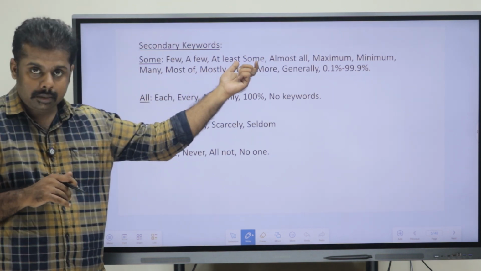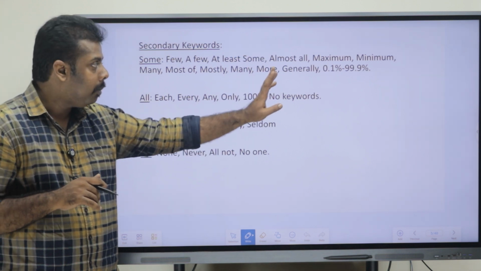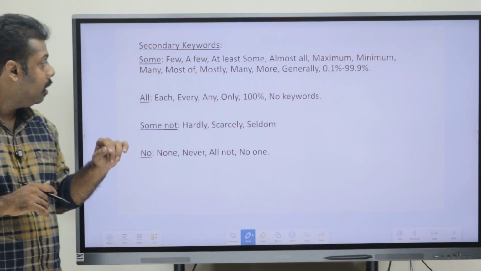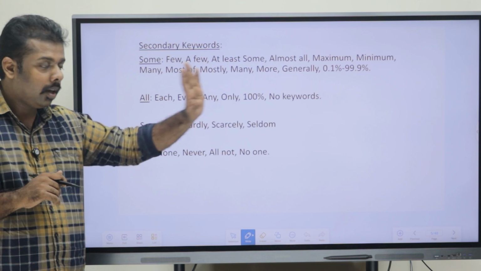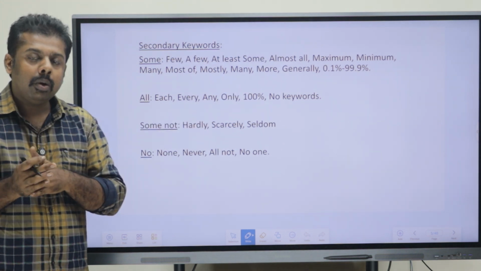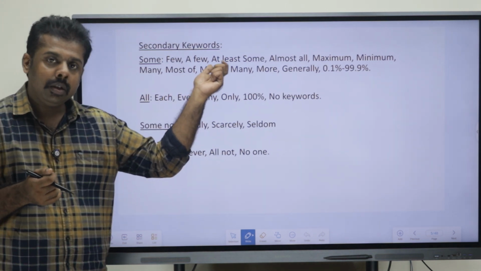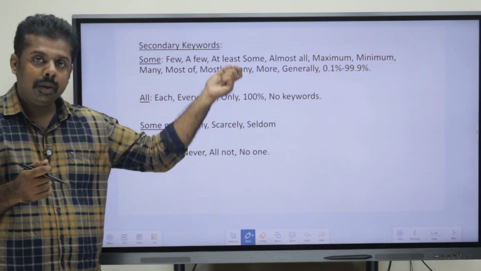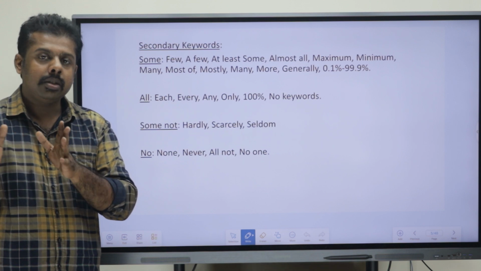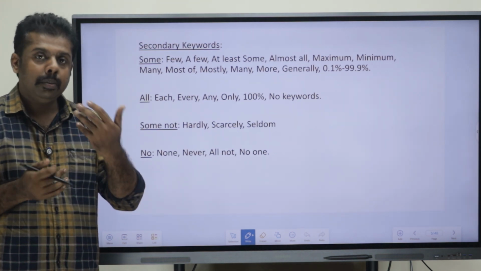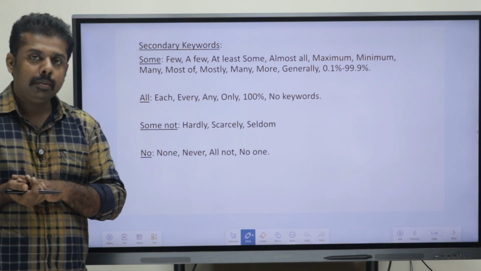Then at least some, that also means some as well. Then almost all, maximum, minimum. Then many, most of, mostly, more, generally. And sometimes they could also use a percentage form as well. In percentage form, if the percentage lies between 0.1 and 99.99, it basically means some. So that also could be used in the questions as well. So you need to just remember these.